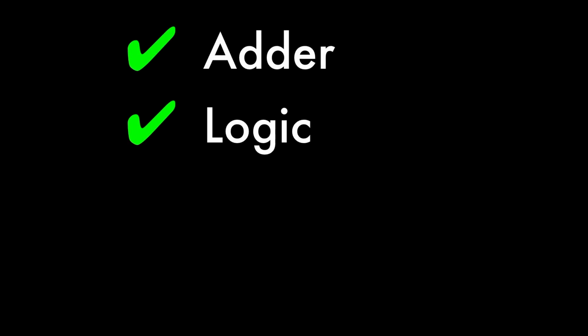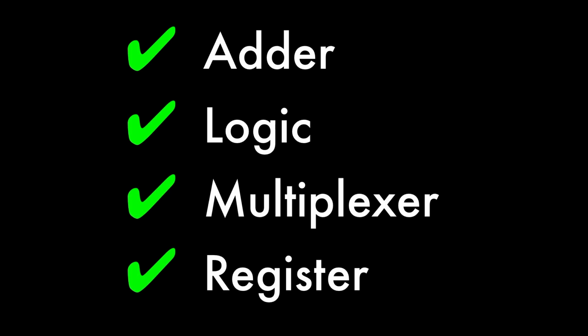I now have the four things I need to make a real computer: an adder, a logic block, a multiplexer, and a memory register. The next step is to put them all together, build a main bus, and start running actual programs. Stay tuned for that in upcoming videos.